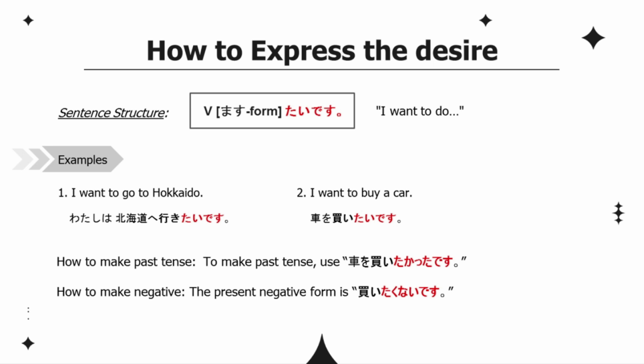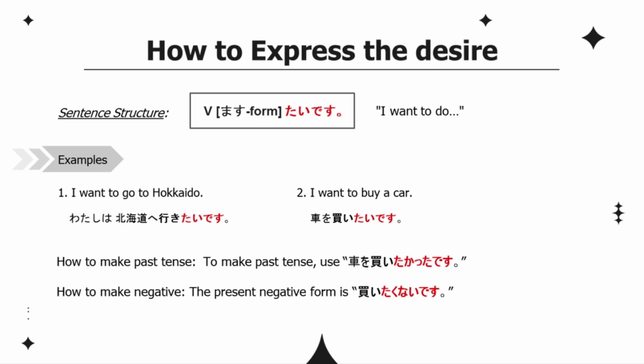How to make past tense. To make past tense, 車を買いたかったです。How to make negative. The present negative form is 車を買いたくないです。As such, the tense's conjugation rules of V plus tai are the same as I adjectives.